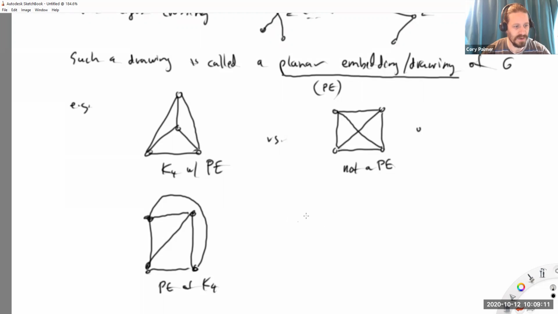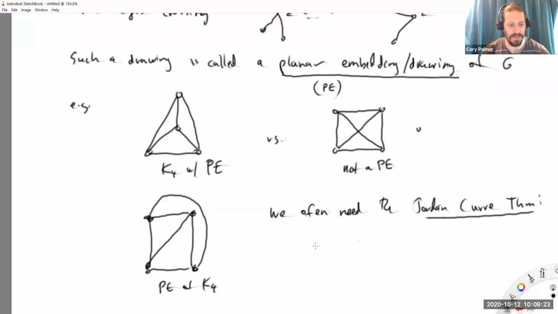Okay, so the study of planar graphs often needs the Jordan curve theorem. And the Jordan curve theorem is very simple. It says that a Jordan curve, whatever that is, I'll define it in a second, whenever drawn in the plane, splits the plane into two pieces: the inside of the curve and the outside of the curve. You've probably seen this one before.